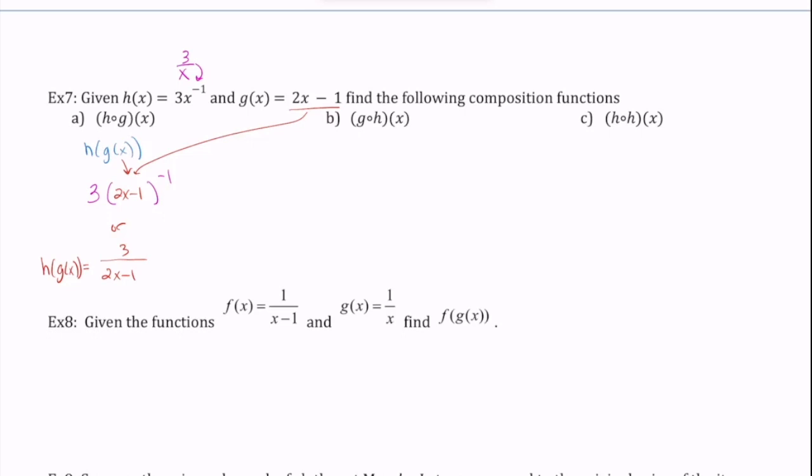And then the other one is going to be g of h of x. So this time I'm going to start with my g function, so 2 times x minus 1. And this time h of x goes in there. And we say h of x is 3x to the negative 1. And that's just going to be 6x to the negative 1 minus 1, or 6 over x minus 1, which you could leave like that.